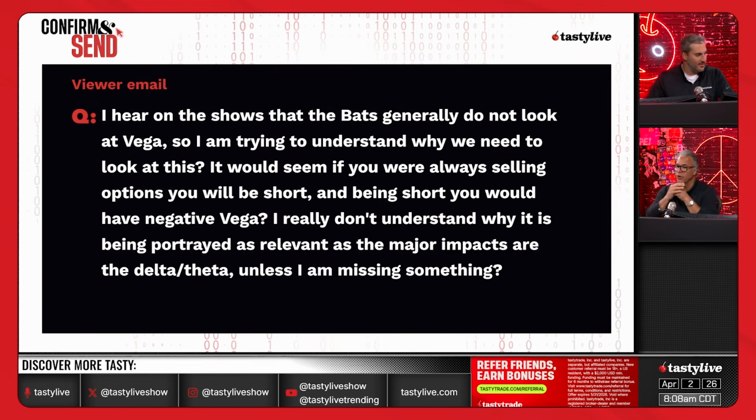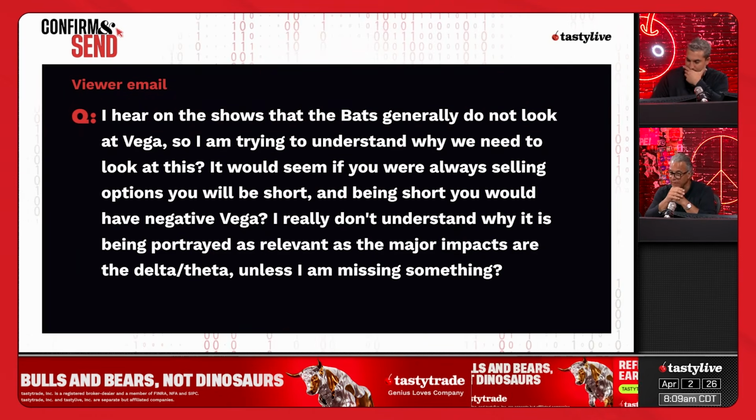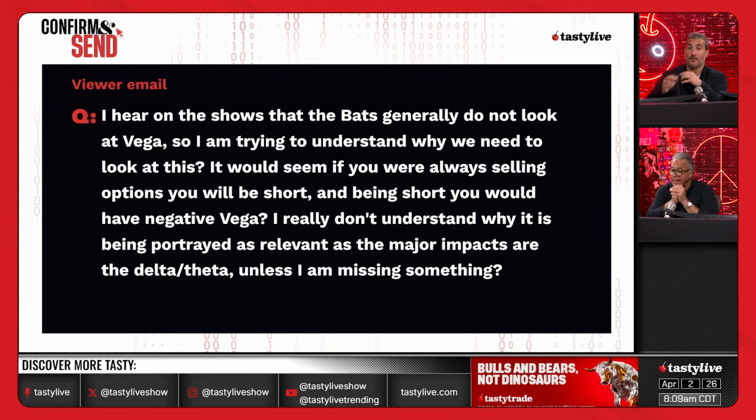Okay. I hear in the show that the bats, you can answer this, generally do not look at Vega. So I am trying to understand why you need to look at this. It would seem if you were always selling options, you will be short, and being short, you would have negative Vega. I really don't understand why it is being portrayed as relevant, as the major impacts are of delta and theta, unless I'm missing something.